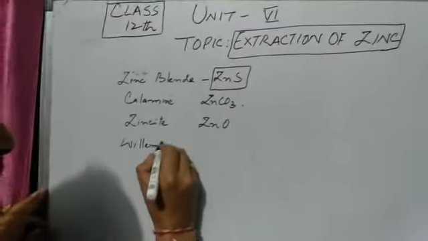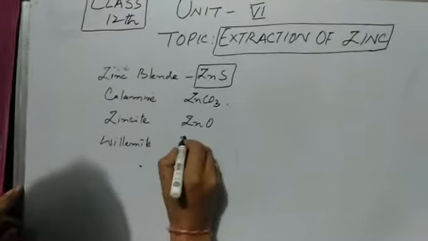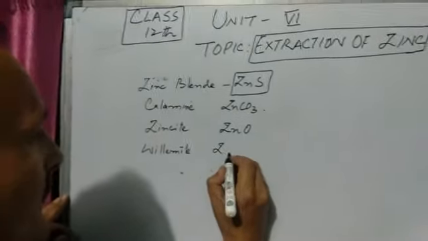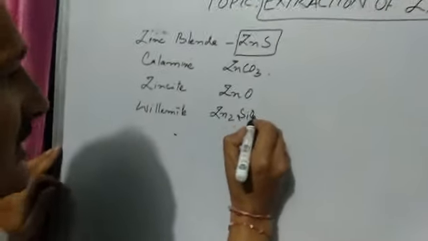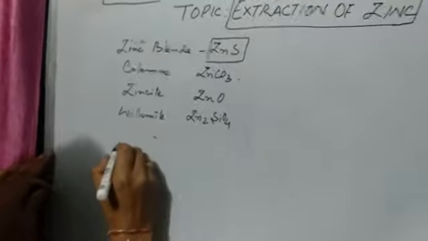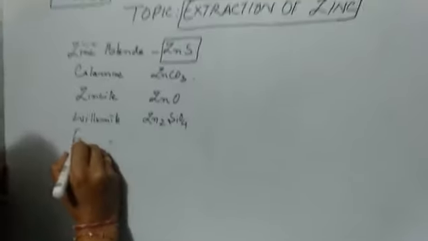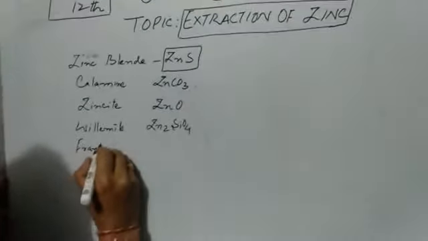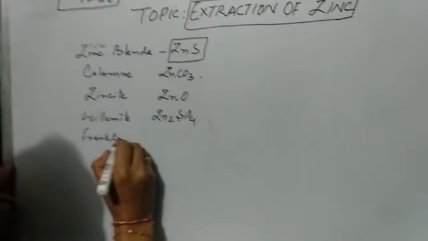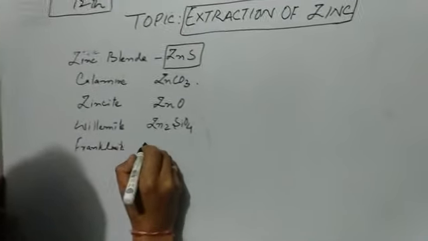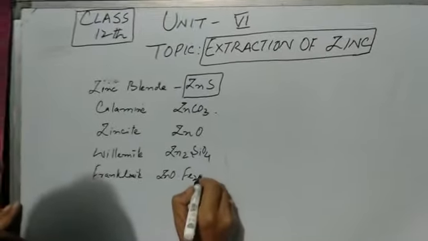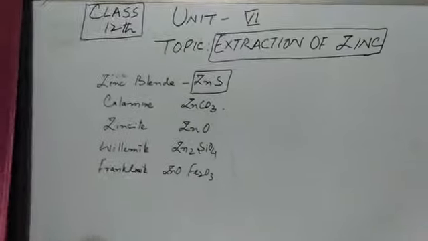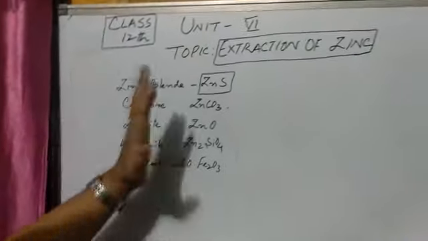Another ore is willemite, having chemical formula as Zn2SiO4. This is a silicate ore. Then the last ore, it is franklinite, having molecular formula ZnO·Fe2O3. So these are 5 ores of zinc.